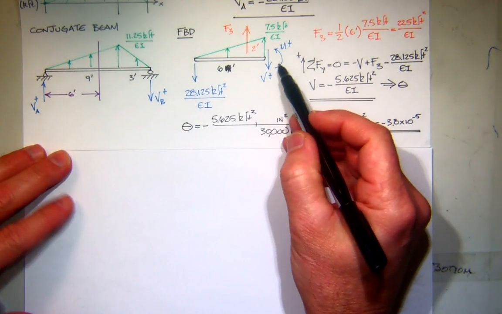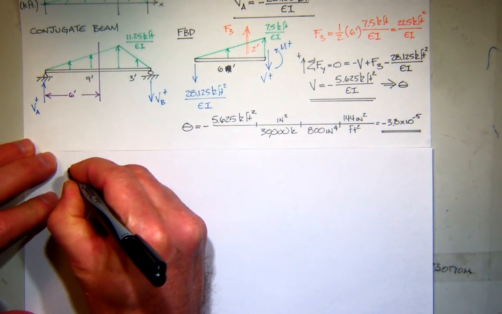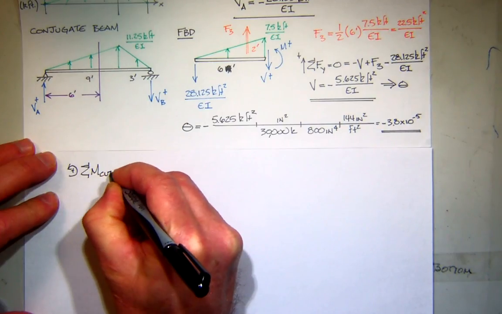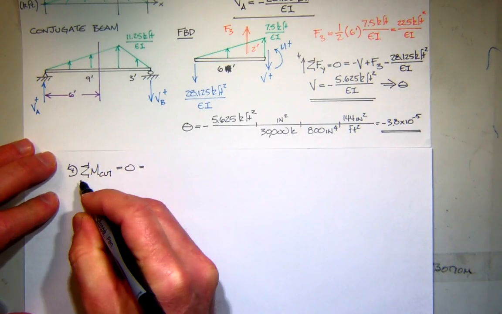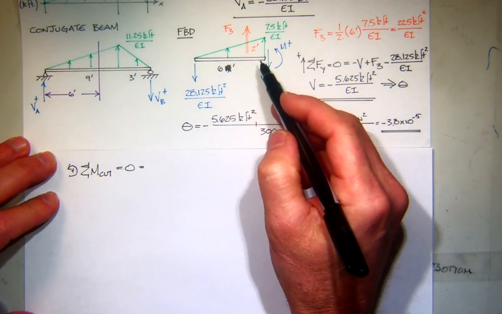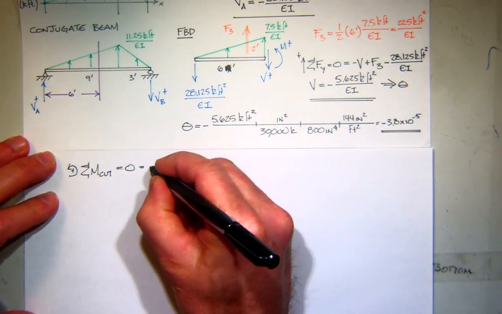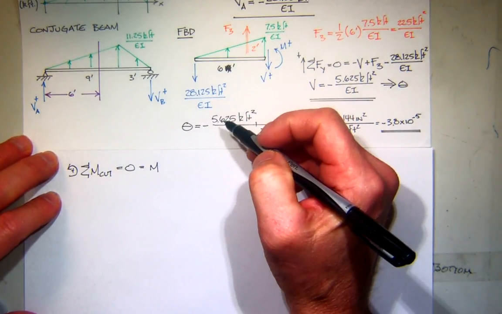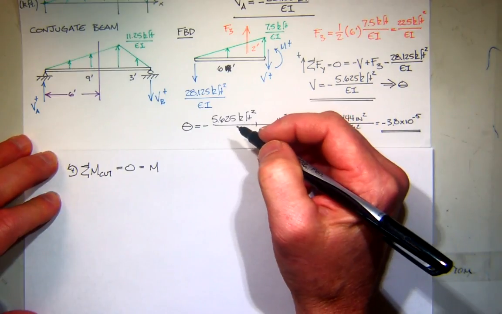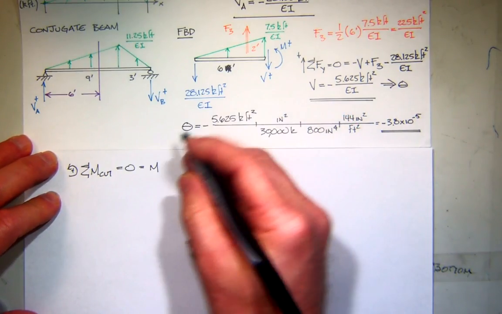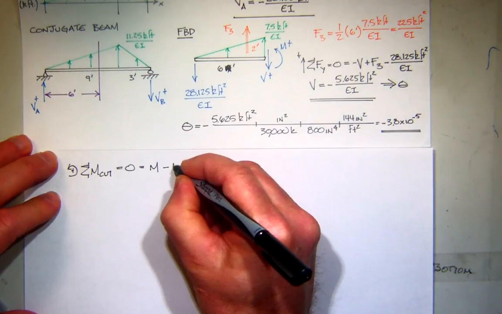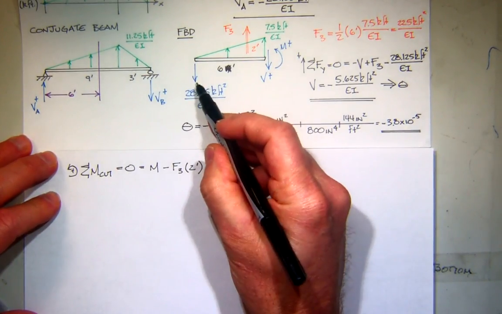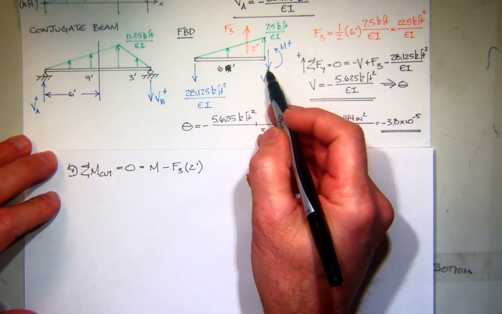So I need to now find the moment here. I'm going to sum my moments at the cut and make sure the whole thing's in equilibrium. Looking at this free body diagram and summing the moments at the cut, my internal moment is positive. What's the moment of F3 about the cut? Positive or negative? It's going to be negative, right? So minus F3, and the distance is 2 feet.